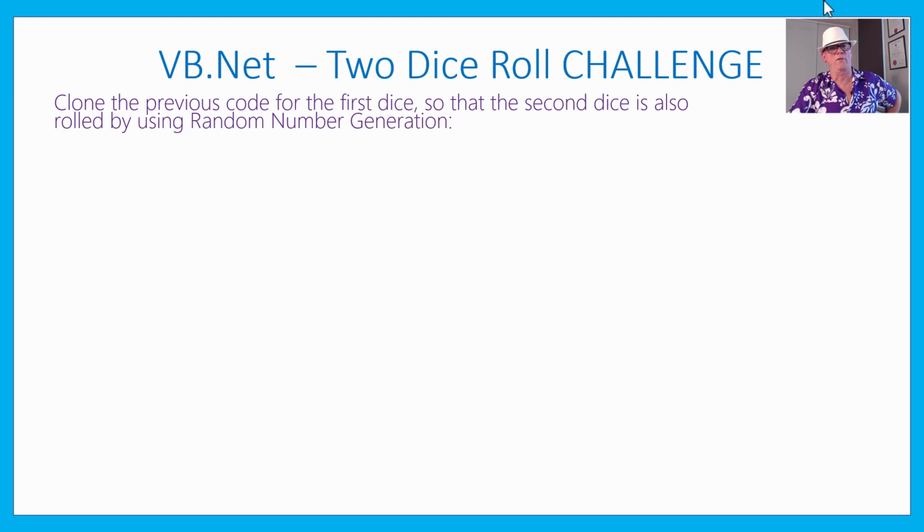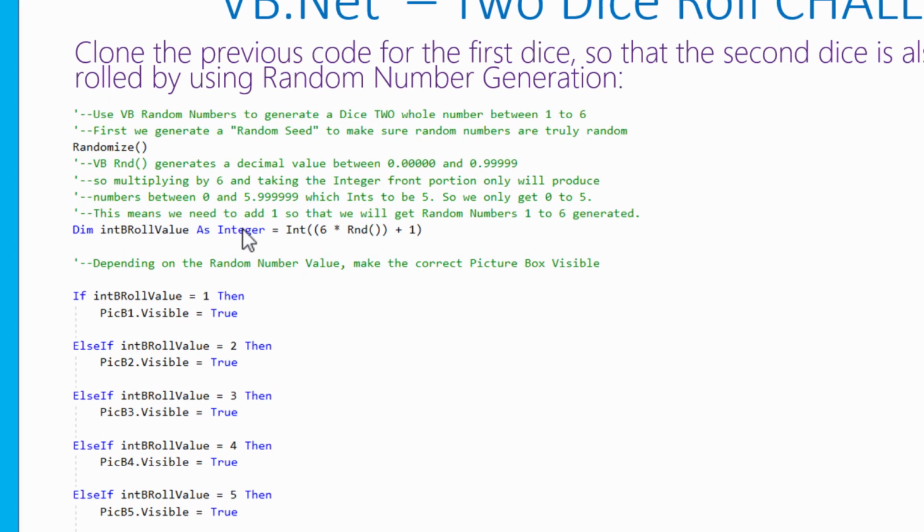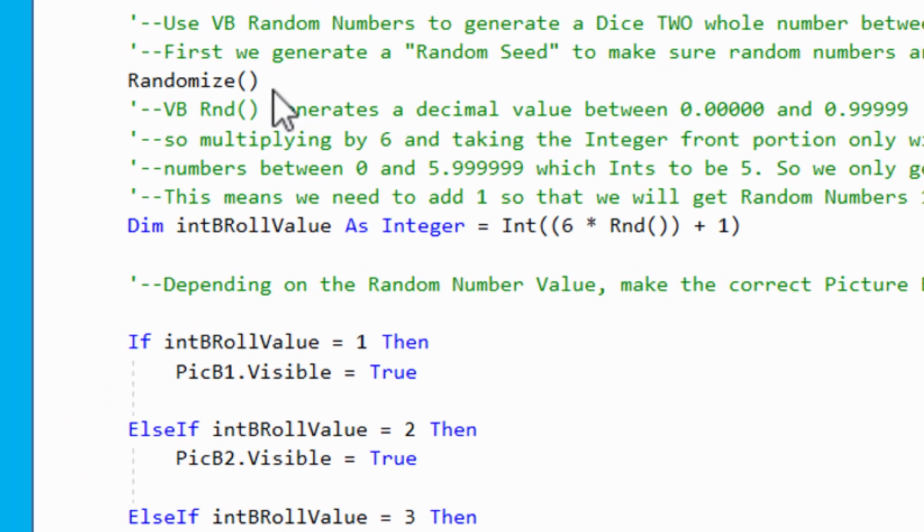All right, now we can clone the previous code. We were just looking at the code for the first dice and working out what random number had been picked and therefore what picture we show. We can just copy and paste that and use the same code underneath that other code just to do the second dice. So again, we need to randomize. Again, we need to pick another random number between 1 and 6.